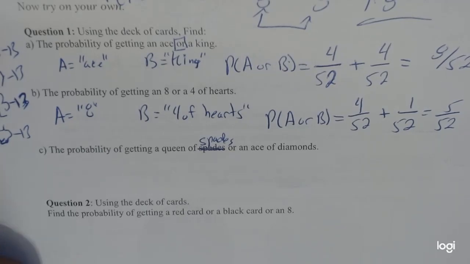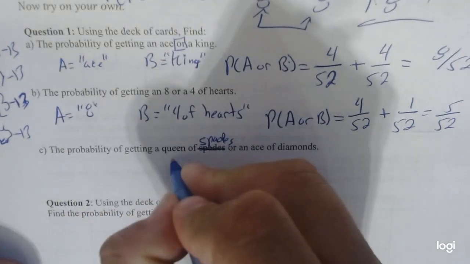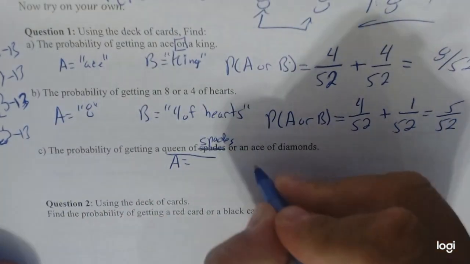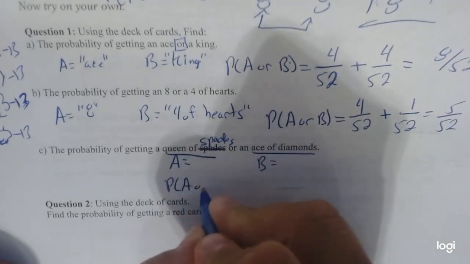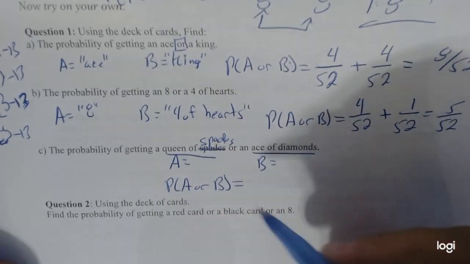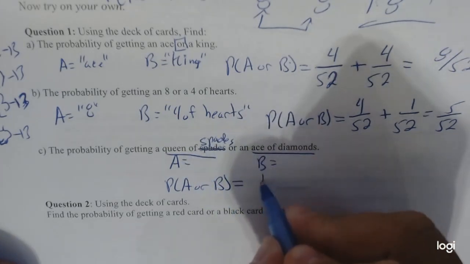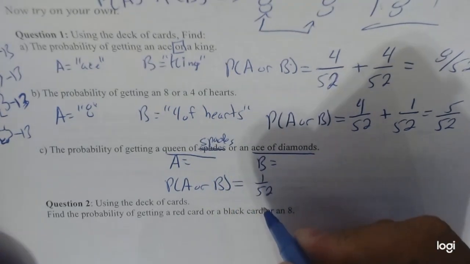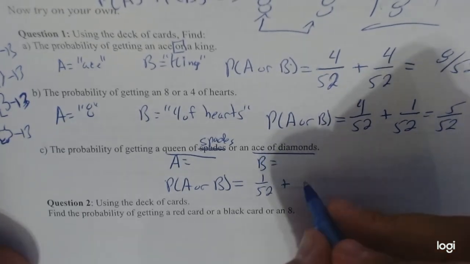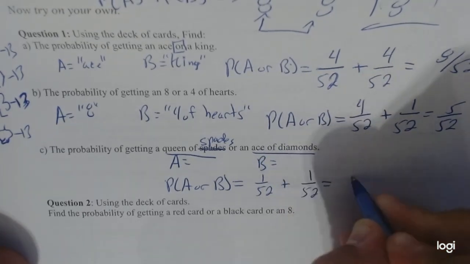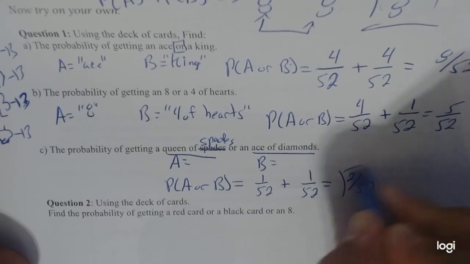Okay, so what's the probability of getting a queen of spades or an ace of diamonds? A is queen of spades, B is ace of diamonds, right? So the probability of A or B. What's the probability of getting a queen of spades? Well, there's only one queen of spades. Plus ace of diamonds, there's only one ace of diamonds. So our answer here is 2 out of 52.